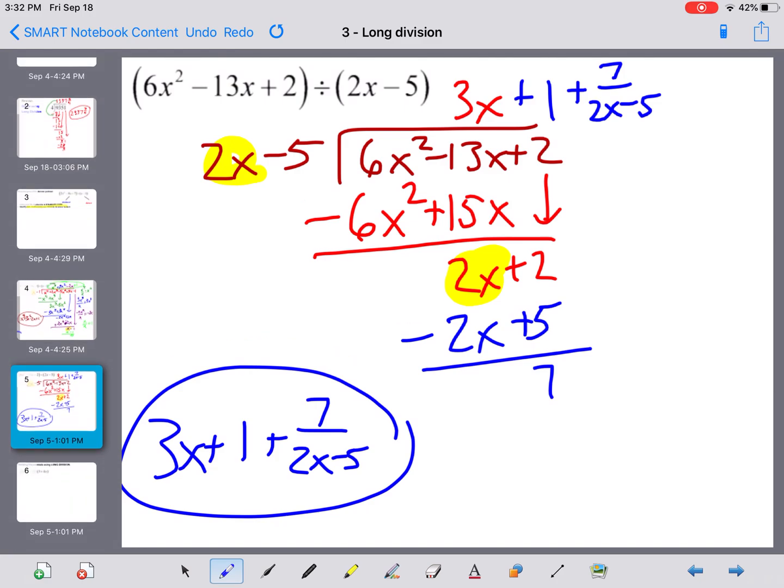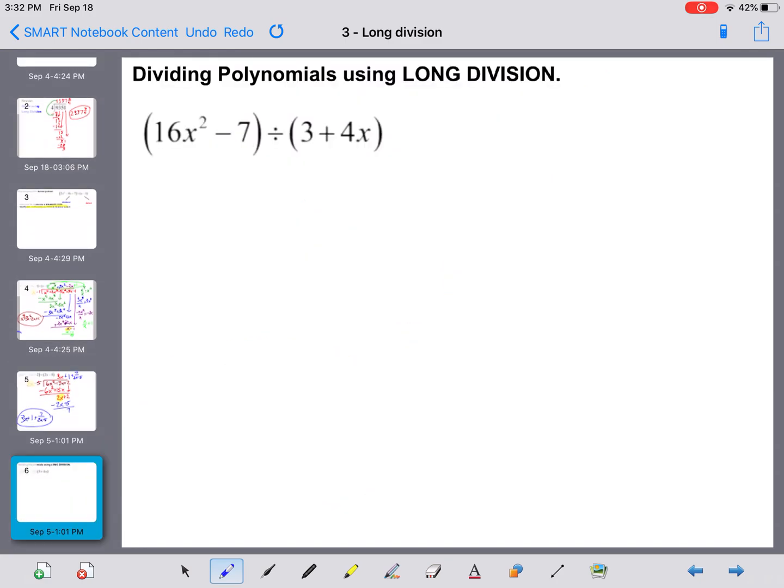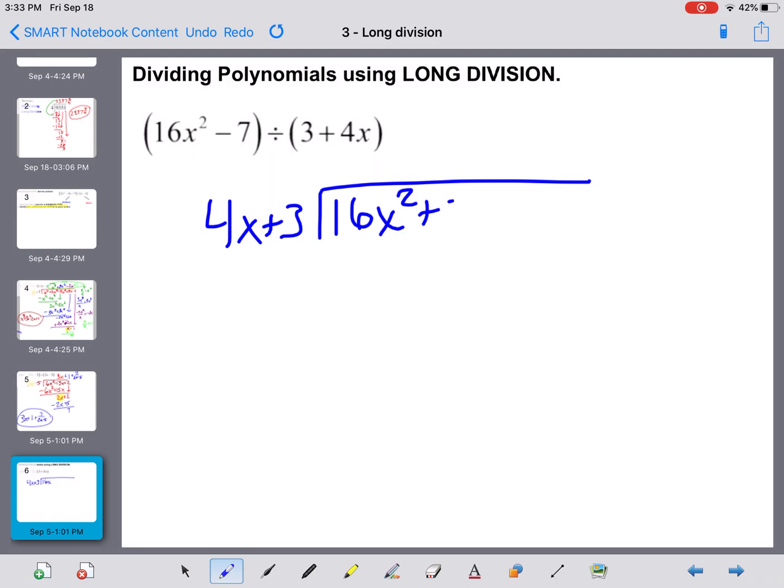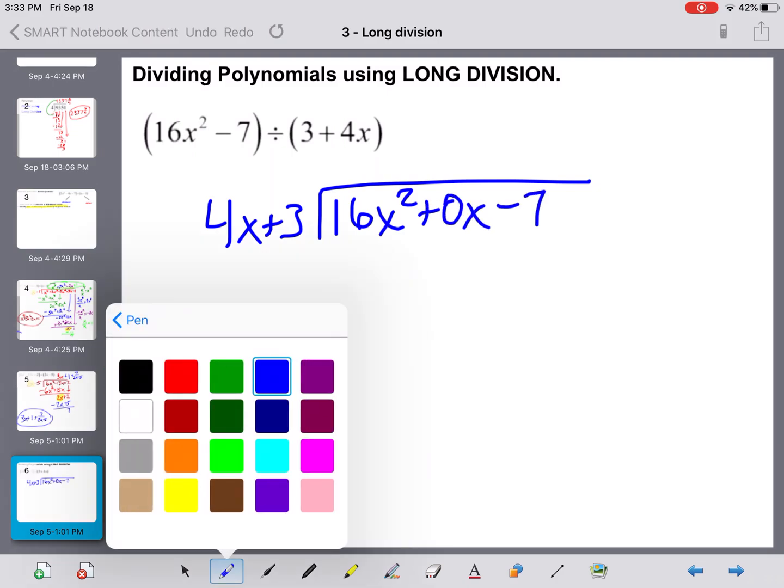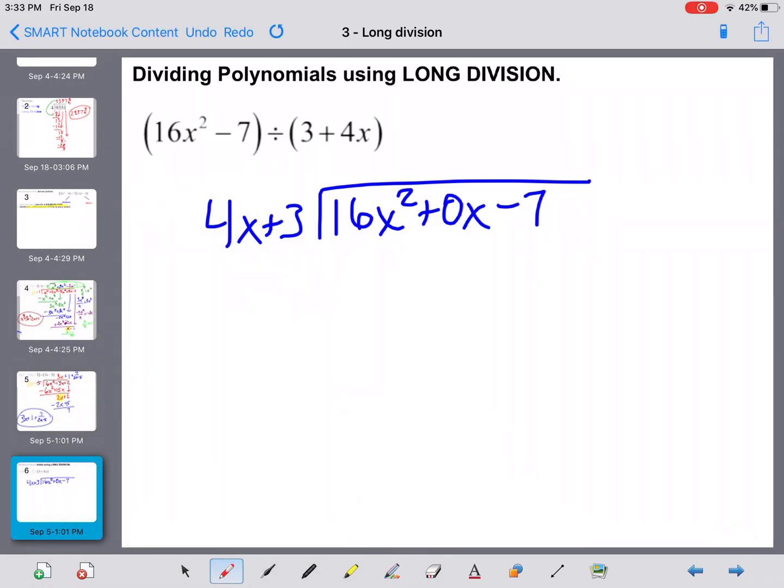Okay, last one we're going to look at is just a formatting one that we have to pay attention to. So we notice that we have 16x squared. There's no x term. And then we have minus 7 divided by 3 plus 4x. We just need to write the 3 plus 4x as 4x plus 3. So we want to write it in standard form. And then we're going to put in a 0x as a placeholder just for some spacing. It is not 100% required, but I think it's easier if you put that in long division.